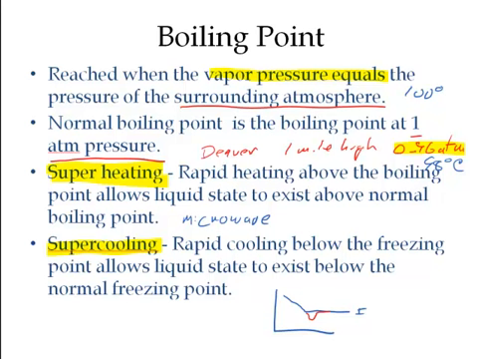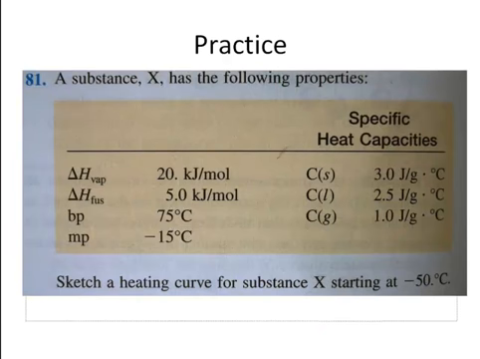Okay, so let's look at the kind of problem we might have to do here. Okay, substance X has the following properties, and it's important that we know what these terms mean. All right, there's the heat of vaporization. That's the energy it takes to boil the water, right? Here's the heat of fusion. That's the energy involved when you're going to freeze or melt a mole of water. And then here are the boiling points and the melting points, and right here the specific heat capacity of each one of those. So what I'd like you to do is just take a moment and sketch a heating curve. I'm going to do the same, and then we'll see if ours match.